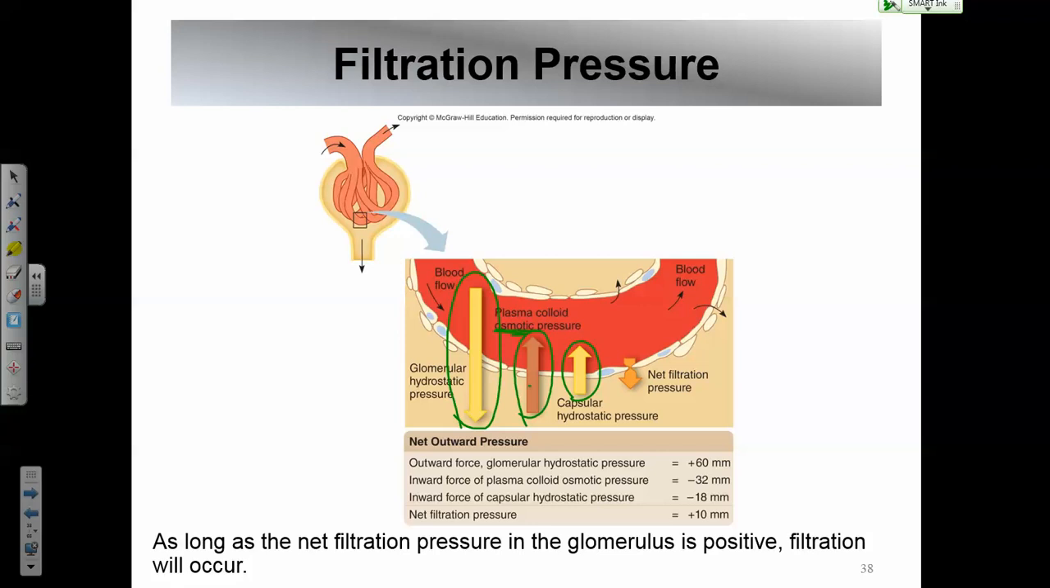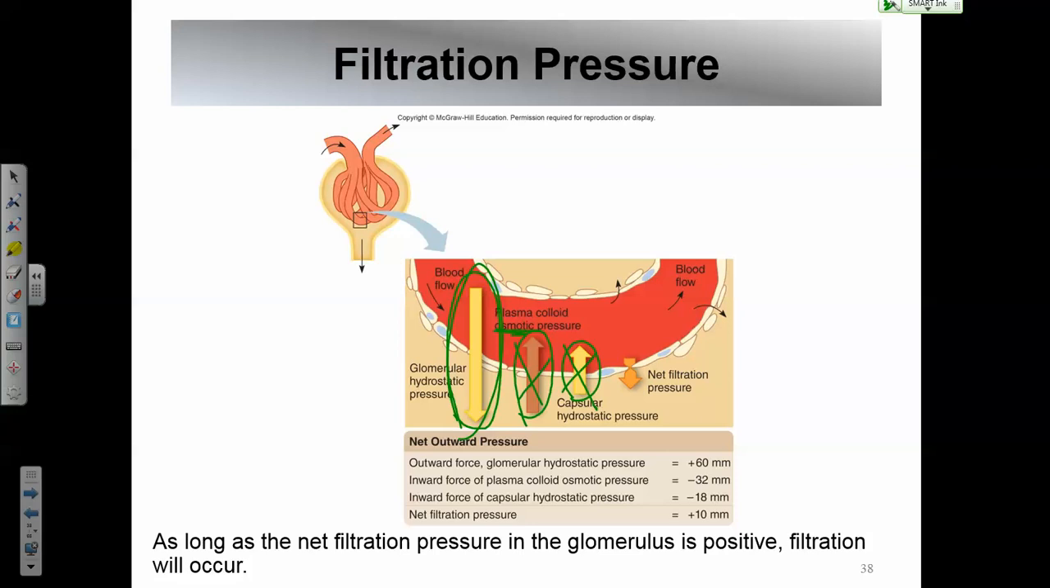If you added up this one and this one, the sum of them would be less than this one. And that means filtration is going to take place. You can see that in the numbers on the bottom. It says the glomerular hydrostatic pressure is 60 millimeters of mercury. Millimeters is a unit of length, isn't it? It should be 60 millimeters of mercury. And the reason the other 2 pressures have a negative sign in front of them is that they oppose the glomerular hydrostatic pressure.